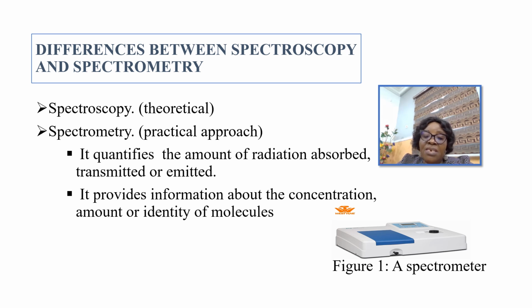While spectrometry is a method used to acquire a quantitative measurement of the spectrum, it is the practical application where results are generated. It quantifies the amounts of radiation absorbed, transmitted, or emitted. It provides information about the concentration, amount of, or identity of molecules. A spectrometer is the equipment used to measure the wavelength and frequency of light, which allows us to identify and analyze the atoms in a sample placed in it.